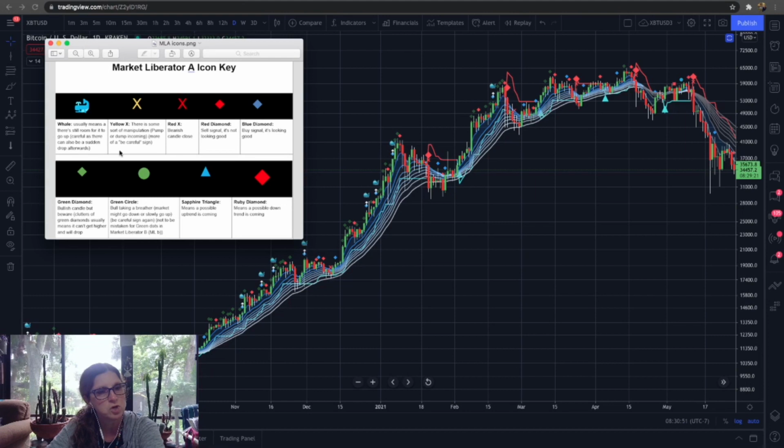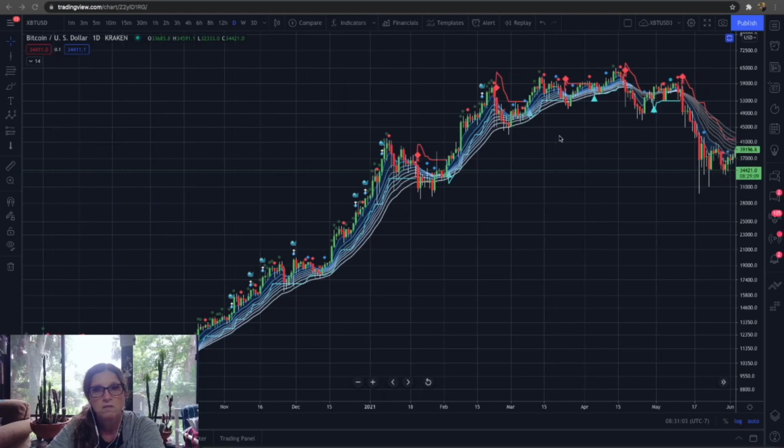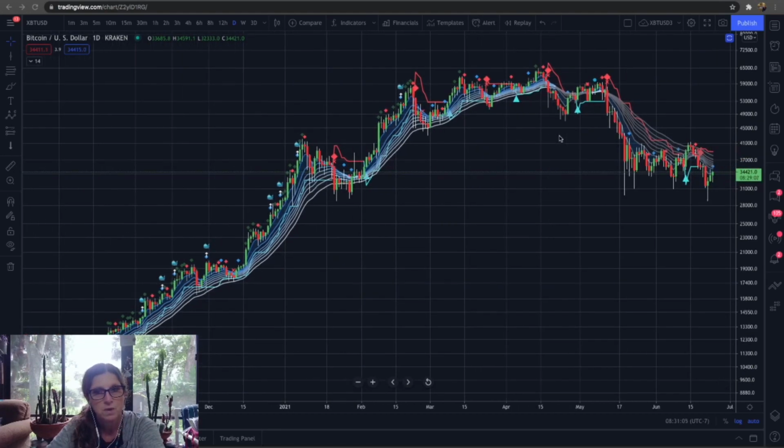So we've pretty much gone over the icon key here, and that is inside the Discord. Now there's much, much more to this indicator that can be learned. And like I said, there is tons of information inside the Discord.